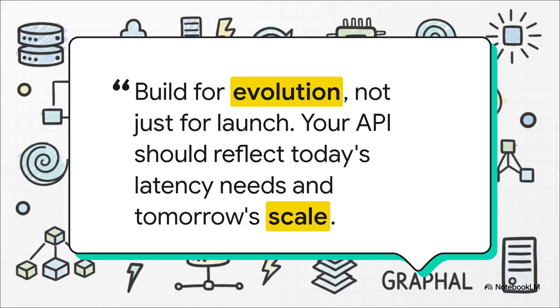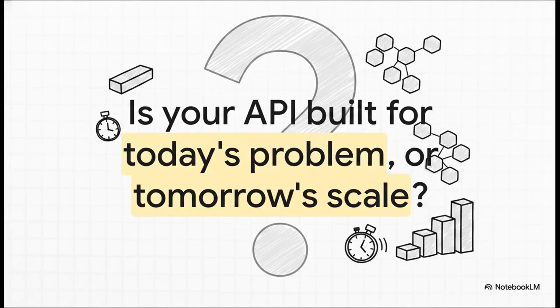Charity Majors, the CTO at Honeycomb, just nails the whole idea with this quote. She says your choice should reflect both today's latency needs and tomorrow's scale ambitions. The key idea here is to build for evolution, not just for the initial launch. It's about thinking ahead. And that really leaves us with one final crucial question that I want you to take back to your own work.